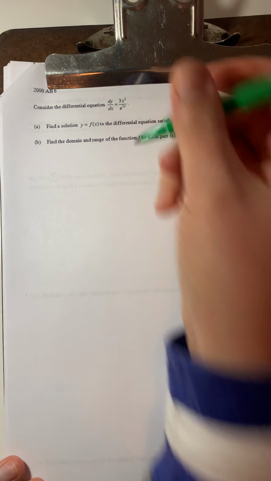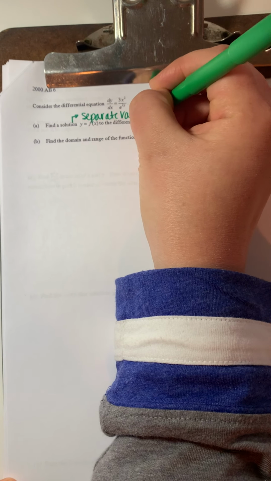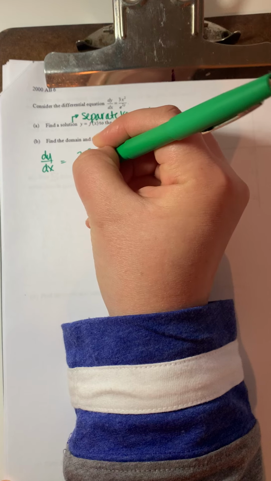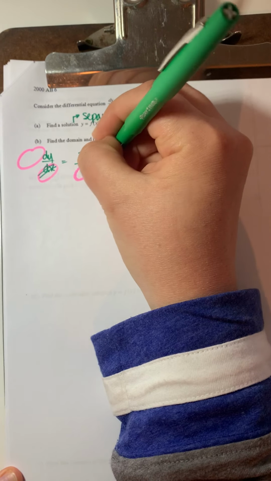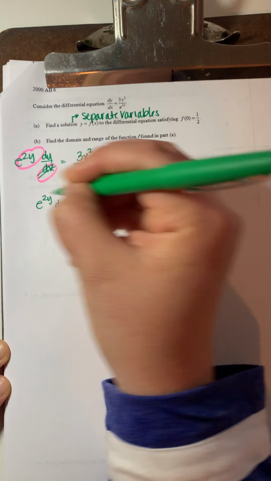Okay, so it says consider the differential equation dy/dx equals 3x squared over e to the 2y. The first thing it asks me to do is to find the solution. Remember, anytime I see it like this, I know I'm going to have to separate variables first. Circle the things that have to move. If my dx starts on the bottom, it's going to end up on the top. My e to the 2y starts off on the bottom, it's going to end up on the top. So I have e to the 2y dy equals 3x squared dx. Integral, integral.